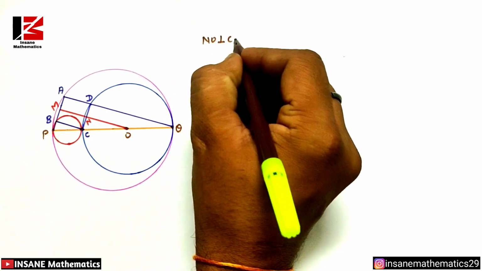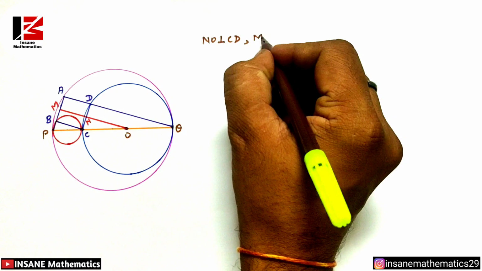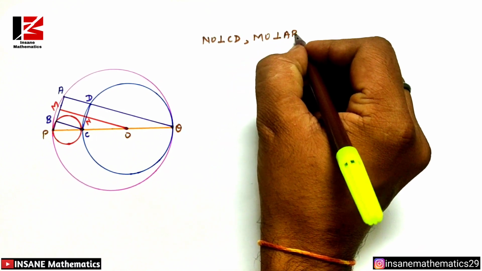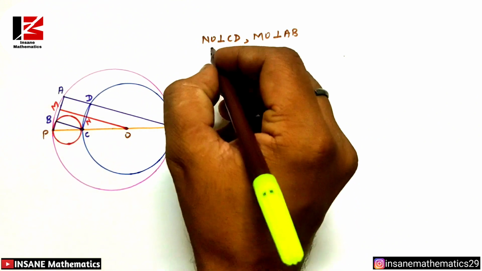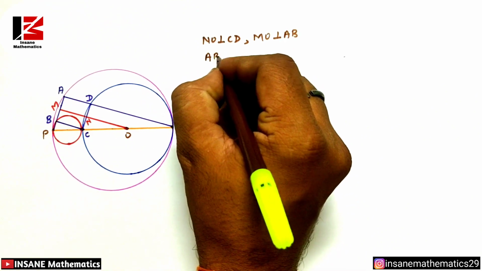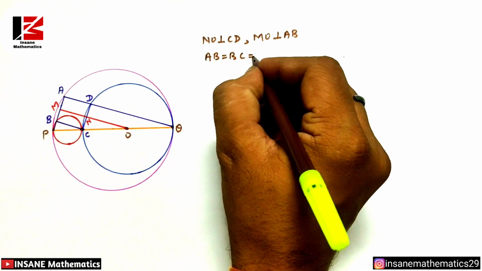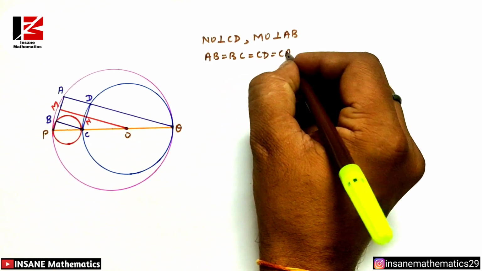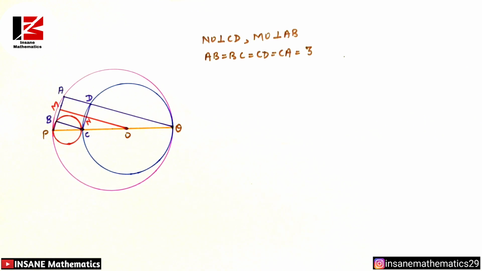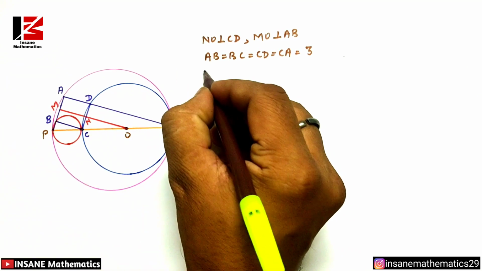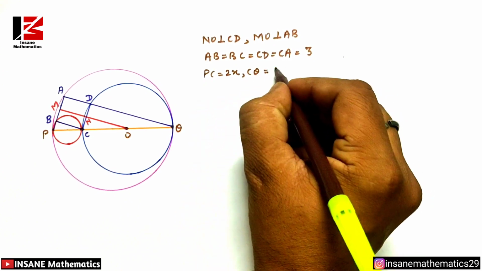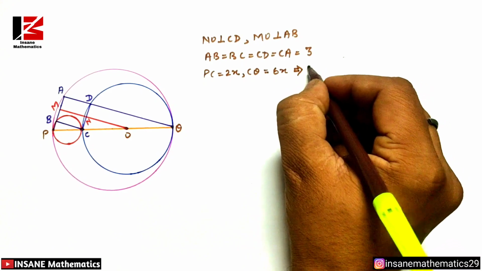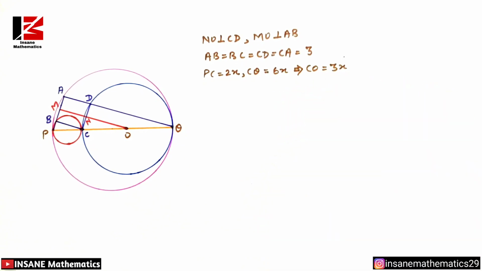NO is perpendicular to CD and MO is perpendicular to AB. As they have given, the area of square ABCD is 9 square unit. Therefore, sides AB, BC, CD and DA will be 3 unit. We can assume PC will be twice of x and CQ will be 6x, which implies CO will be 3x.